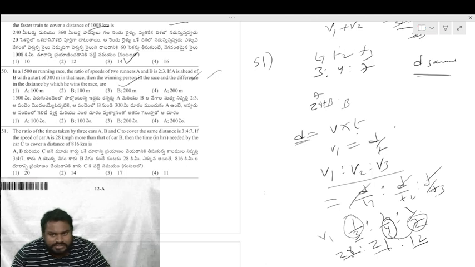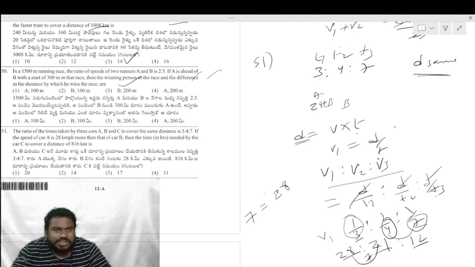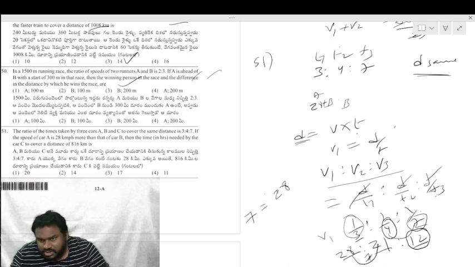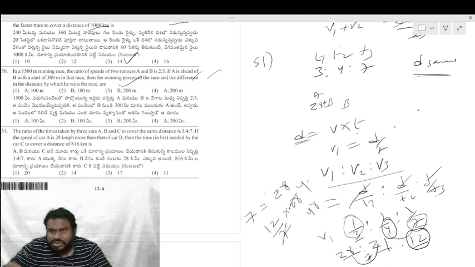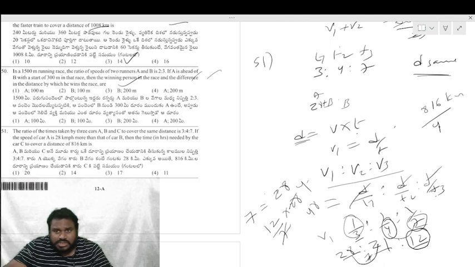Once you get the speed ratios, A's speed is 28 kilometers more than that of B. So here 7 is the difference. This 7 parts is equal to 28. But we need C's speed because he is asking for C to cover 816 kilometers. C's speed is 12 parts. So if 7 parts is 28, what is 12 parts? 12 by 7 into 28, that is 48 km/h. So with 48 km/h, he has to cover 816 kilometers, 816 by 48.